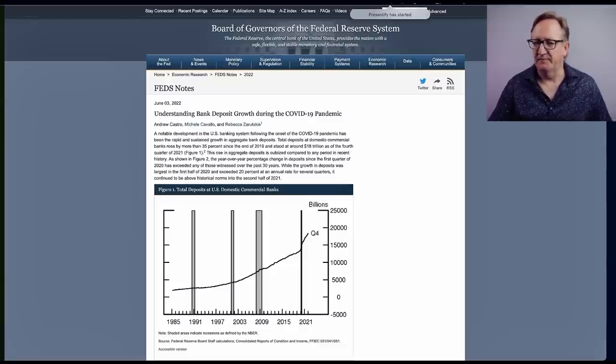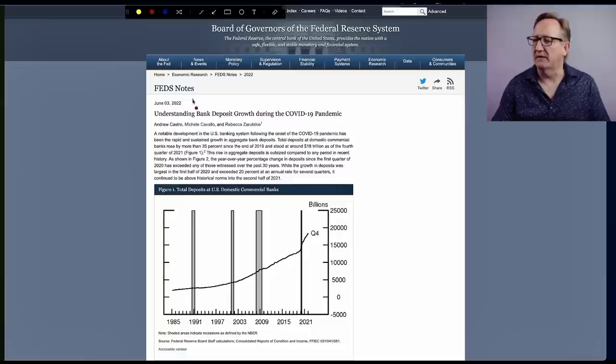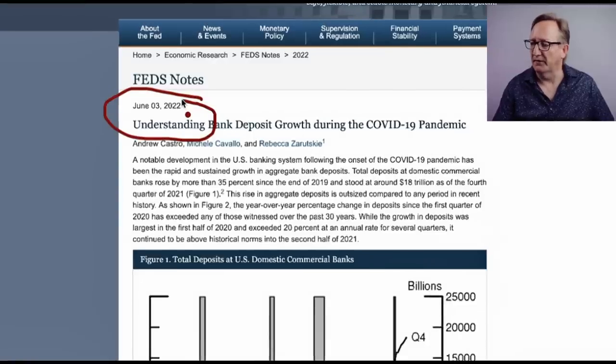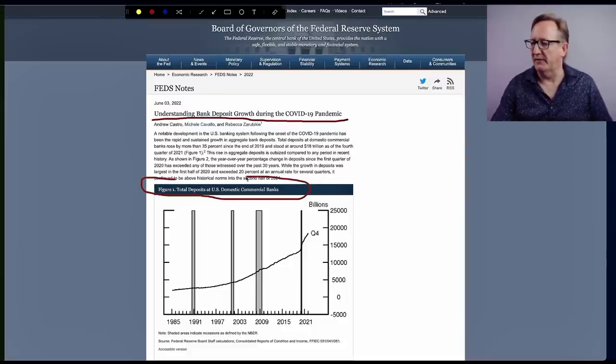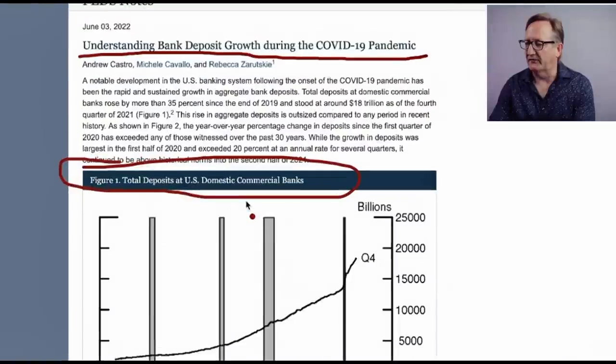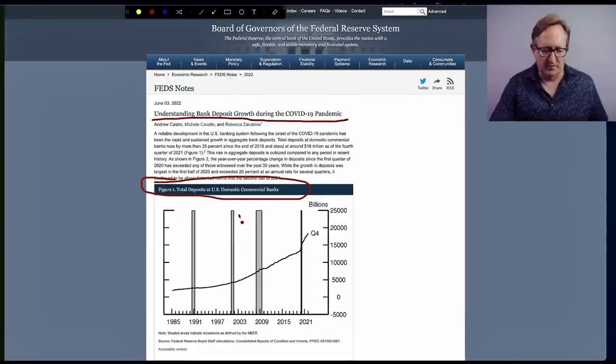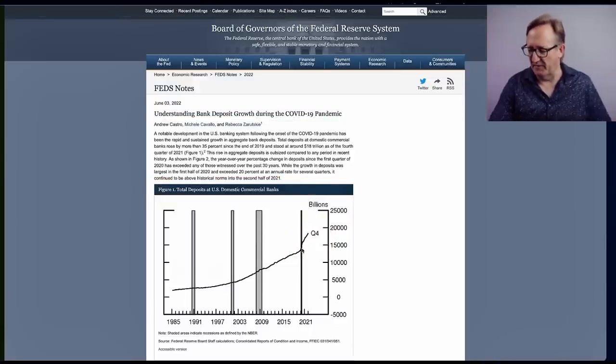Here is the paper. As you can see, it is dated June 3rd, 2022. I'm going to zoom in on that real quick. And it is titled, Understanding Bank Deposit Growth During the COVID-19 Pandemic. And you can see here in this first figure, total bank deposits of U.S. commercial banks. That's really the central point of this paper, what happened here. You can see the graph they've got here. They're really wondering what happened with this spike in bank deposits.